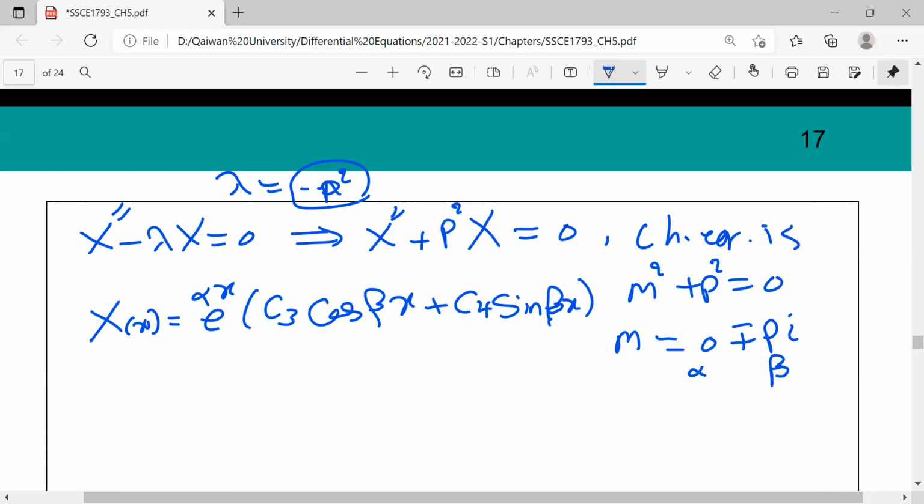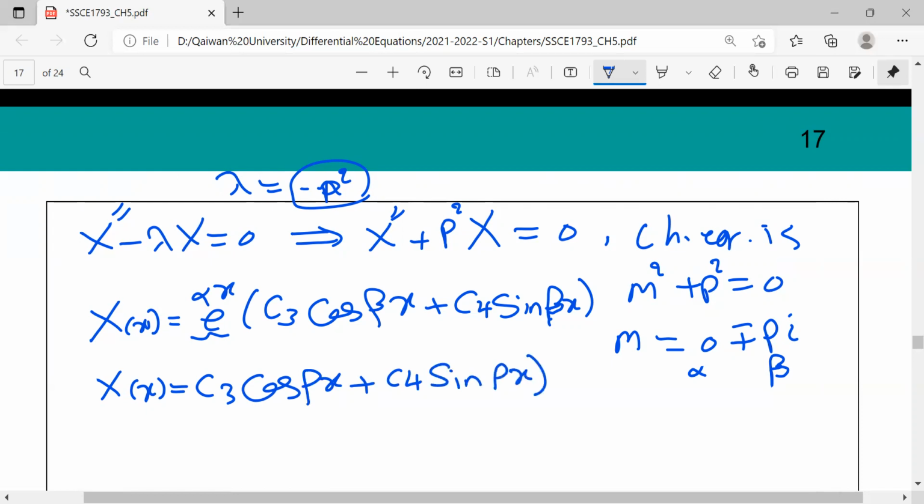This is beta x. Now you replace alpha and beta by their values. Alpha here is 0. If you replace alpha by 0, here we get e to the power 0, and e to the power 0 is 1. So this is gone. So X of x equals C3 cosine px, because beta here is only p, plus C4 sine px. This is the solution for this ordinary differential equation.